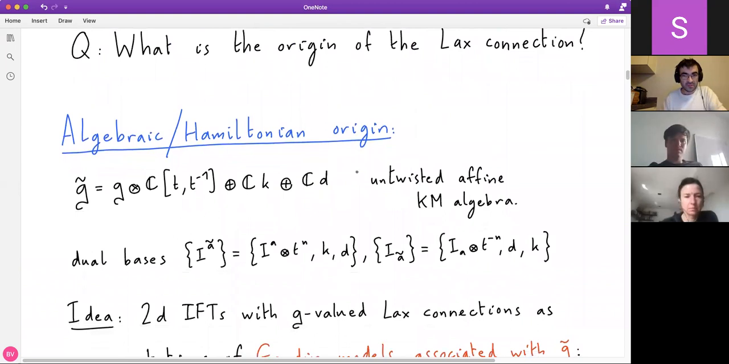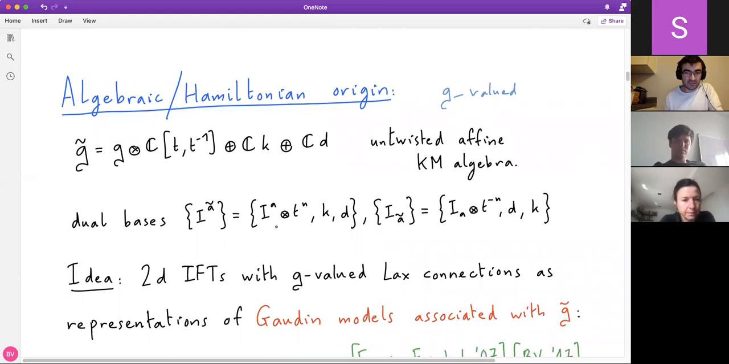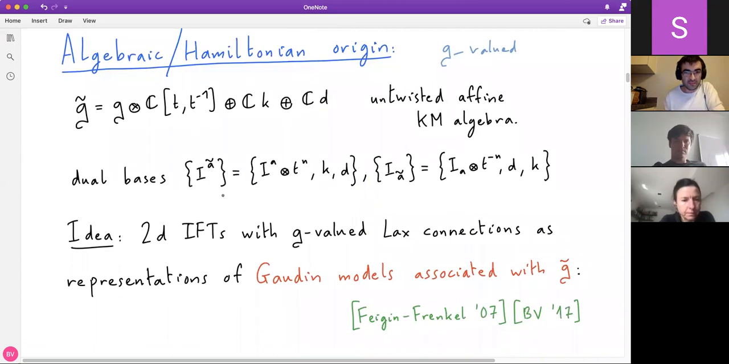So suppose I have an integrable field theory whose Lax connection is G valued, so valued in some finite dimensional Lie algebra G. Then what you can do is build the untwisted affine Kac-Moody algebra associated with G. And from this Lie algebra, we can build what's called the Gaudin model associated with this infinite dimensional Lie algebra. To write down the Lax matrix for the Gaudin model, it's convenient to introduce dual bases for this affine Kac-Moody algebra like this.